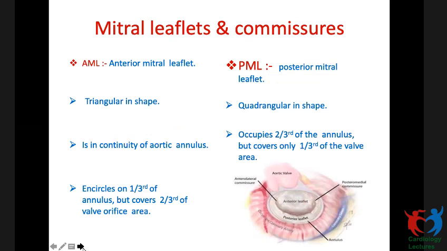Mitral leaflets and commissures. There are two mitral leaflets, anterior mitral leaflet and posterior mitral leaflet. The anterior mitral leaflet is triangular in shape, is in continuity with the aortic annulus and occupies 1/3 of the annulus, but covers almost 2/3 of the valve orifice. Whereas the posterior mitral leaflet is quadrangular in shape and occupies around 2/3 of the annulus, but covers only 1/3 of the valve area.